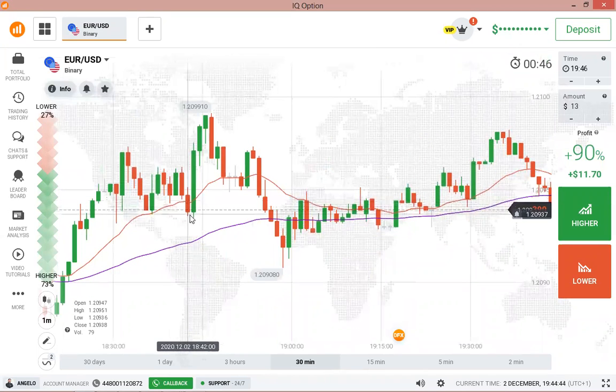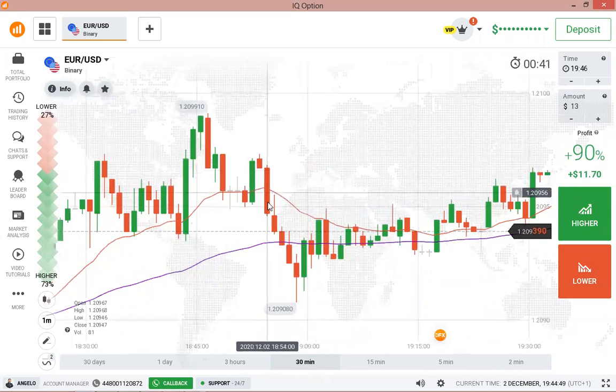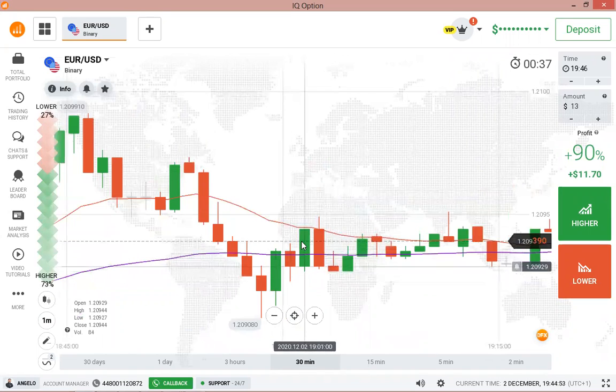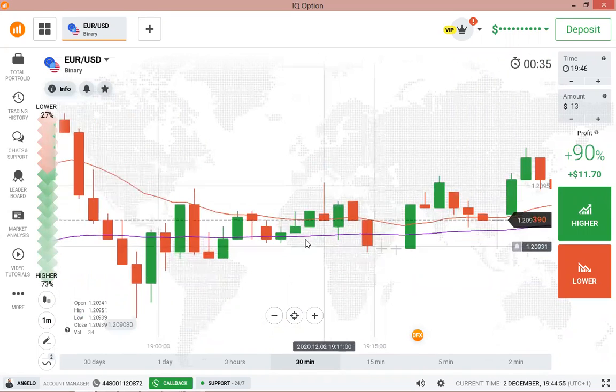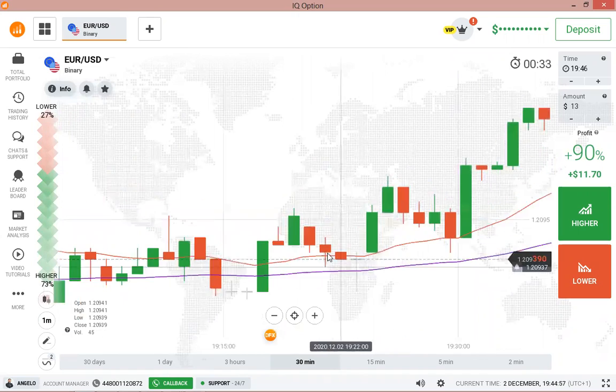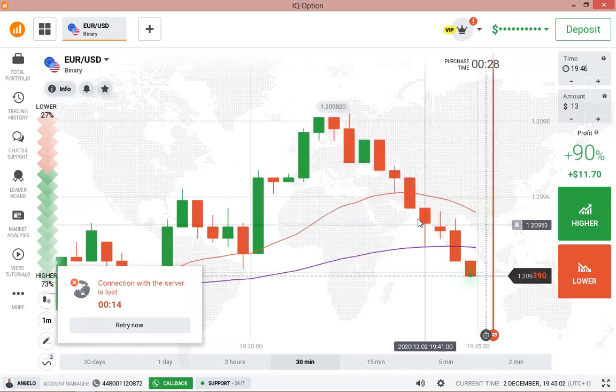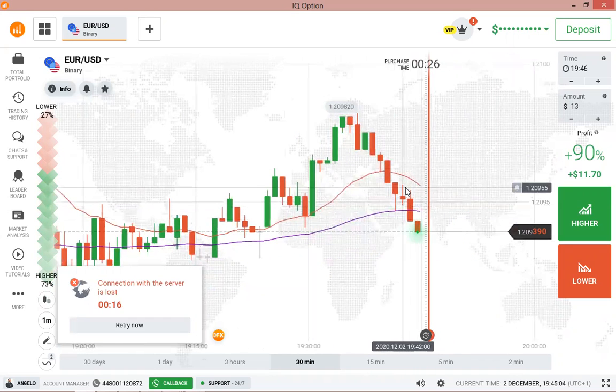Now check it out. You see that once price closes in between these moving averages, it reverses. Here also it reverses, but here it did not reverse because the sellers want to create a momentum. Once buyers enter, it reverses. Here it should reverse, here also it reverses, but here it did not reverse because of sellers' momentum.